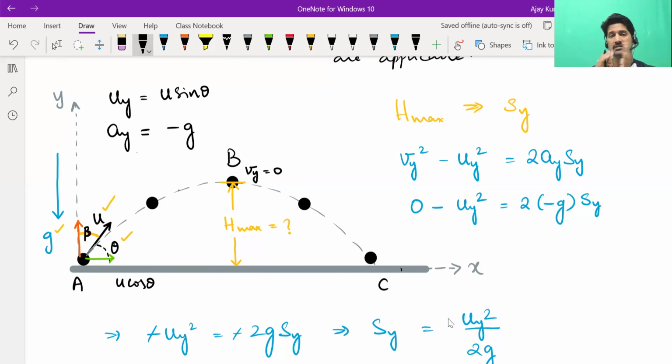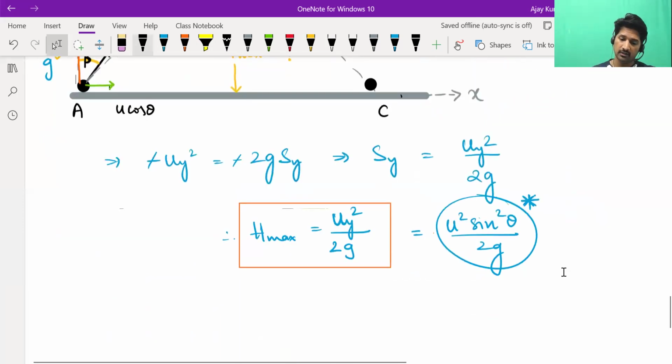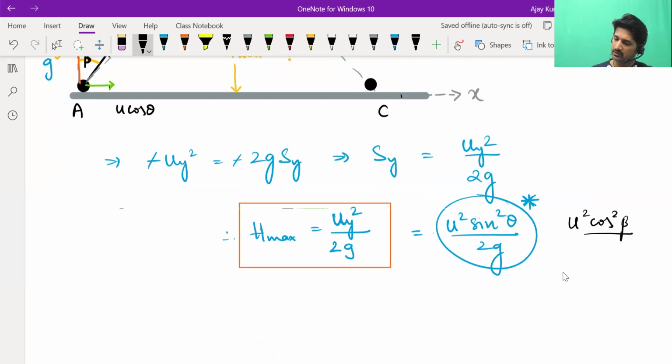then tell me how much is the y component? If the speed is u, and the angle with the y-axis is beta, forget about theta now. Theta is not there, only beta is given. How much is the y component? U cos beta, sir. U cos beta. And then the answer will become u square cos square beta by 2g.